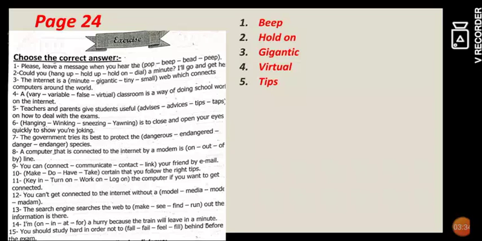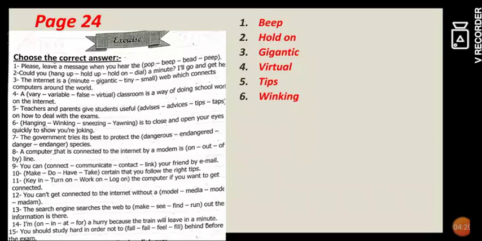Here the answer will be tips. We can't say advice, as the first one is a verb, and we want a noun because here we have "give students useful." Advice, the second one, is a noun, but advice is an uncountable noun. We can't put s on advice. So the answer will be tips. Tips here means advice.